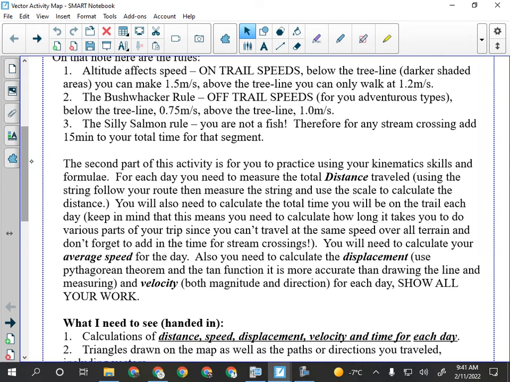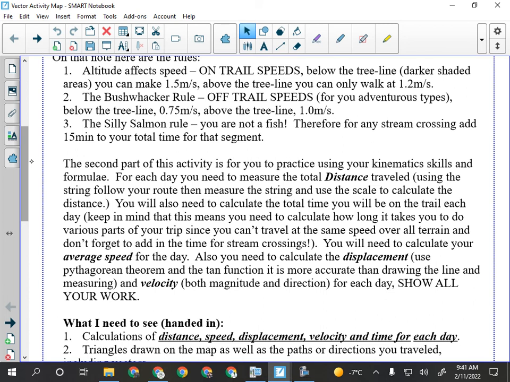The Bushwacker rule. Off-trail speeds are as follows. Below the tree line, 0.75 meters per second. So you slow down by half. Above the tree line, 1.0 meters per second. So altitude plays a factor, but if I'm off the trail above the tree line, I can walk faster. Because, well, you don't have to bushwhack when there's no bush, right? So you can go faster.